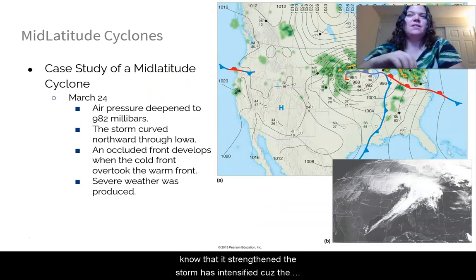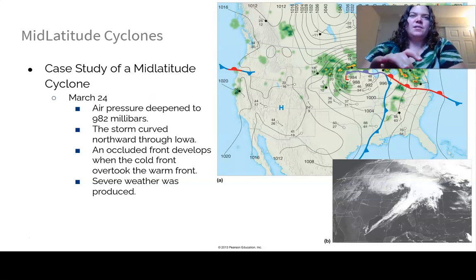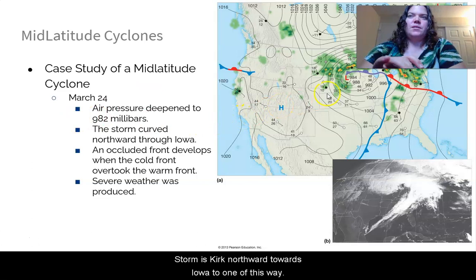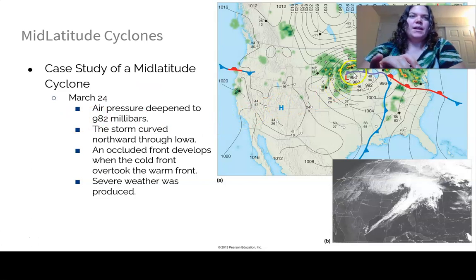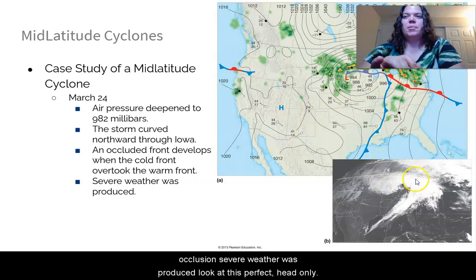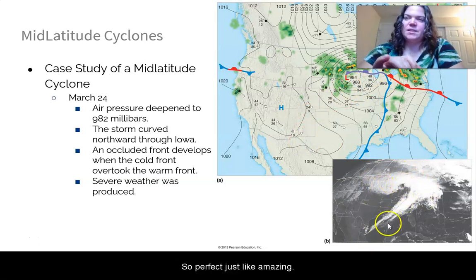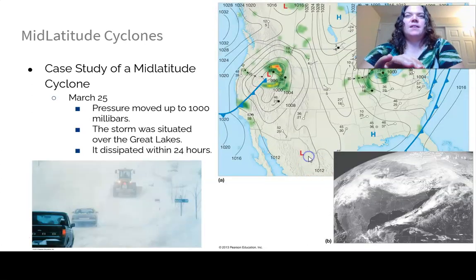So as we move forward, the next day, the air pressure is deepened to 982, so we know that it's strengthened. The storm is intensified because the pressure has gone down. Storm is curved northward towards Iowa, so it went up this way, and an occluded front has appeared. Aha! So the cold front overtook the warm front. We have an occlusion. Severe weather was produced. Look at this perfect calm ahead. Oh my gosh. So perfect. Just like amazing.